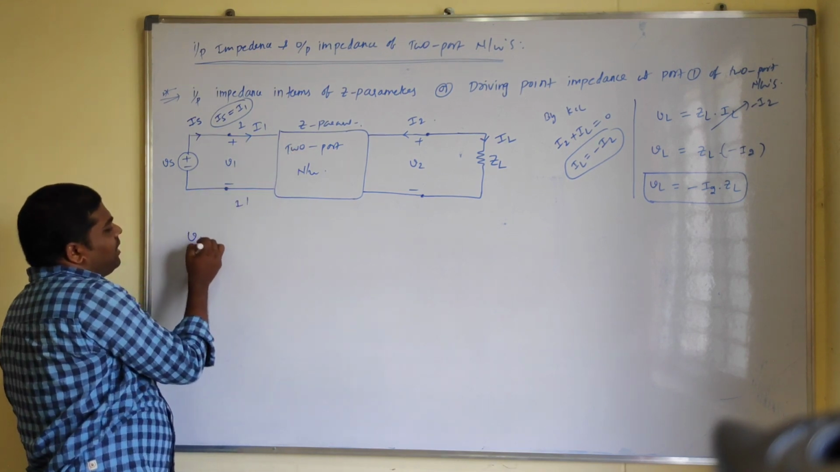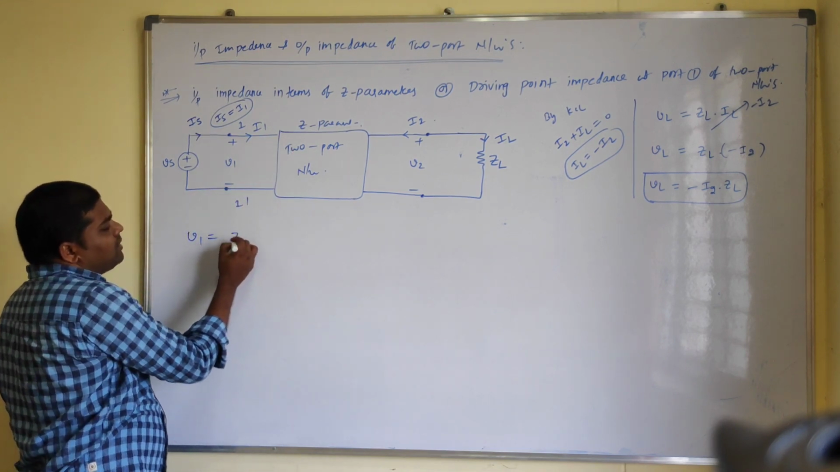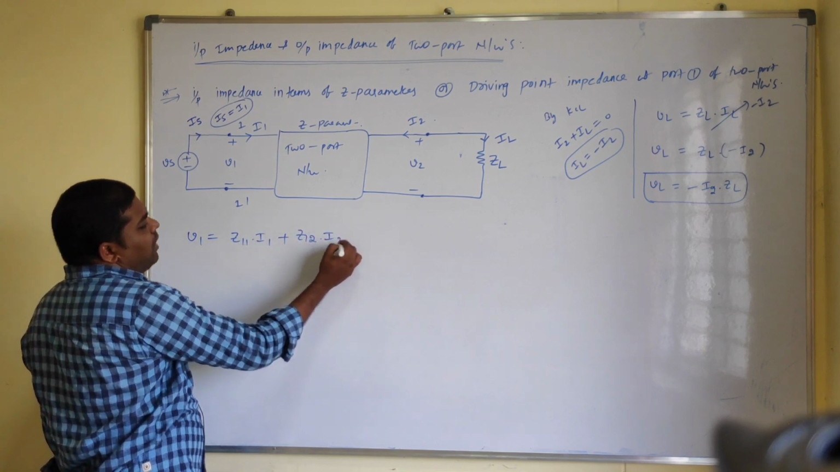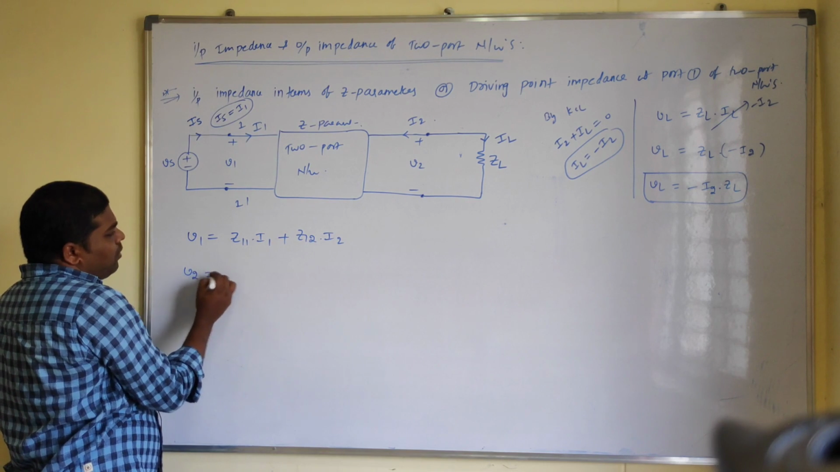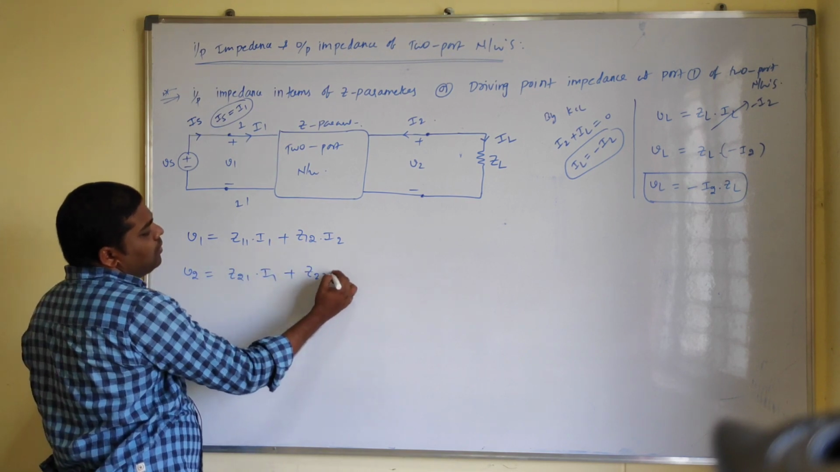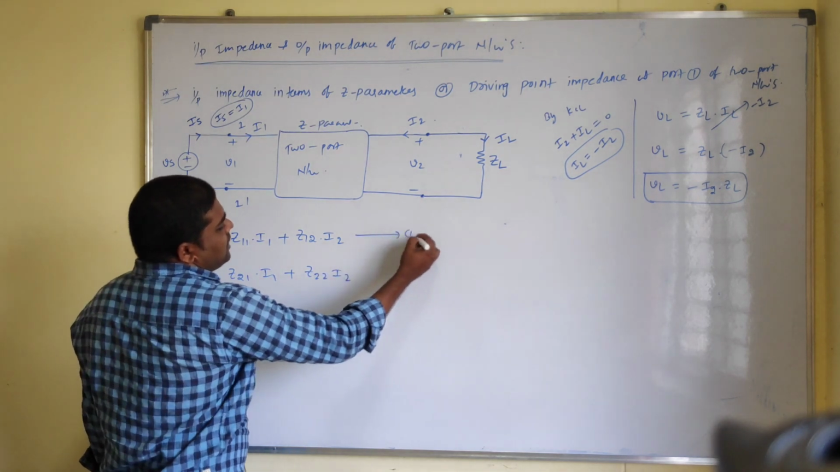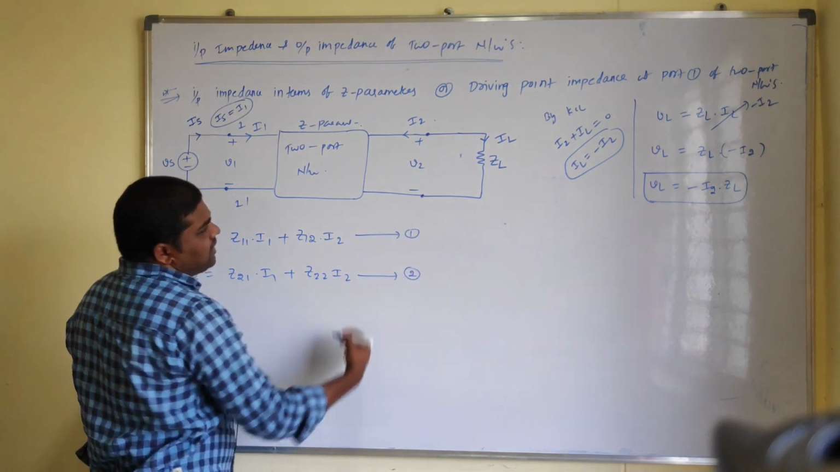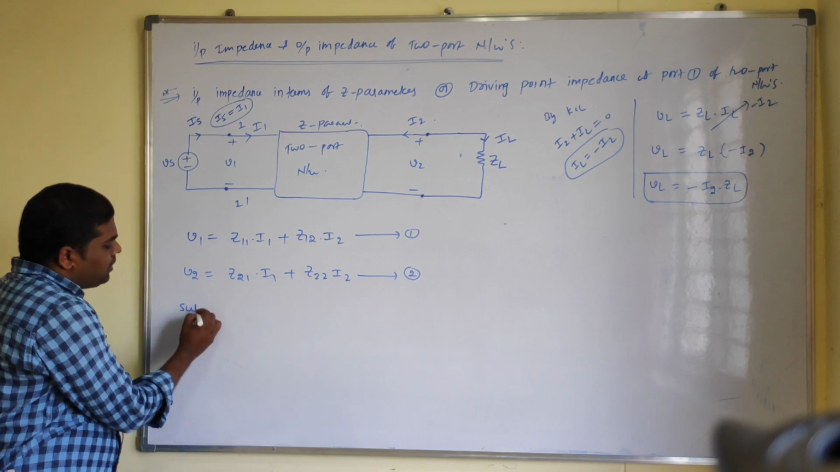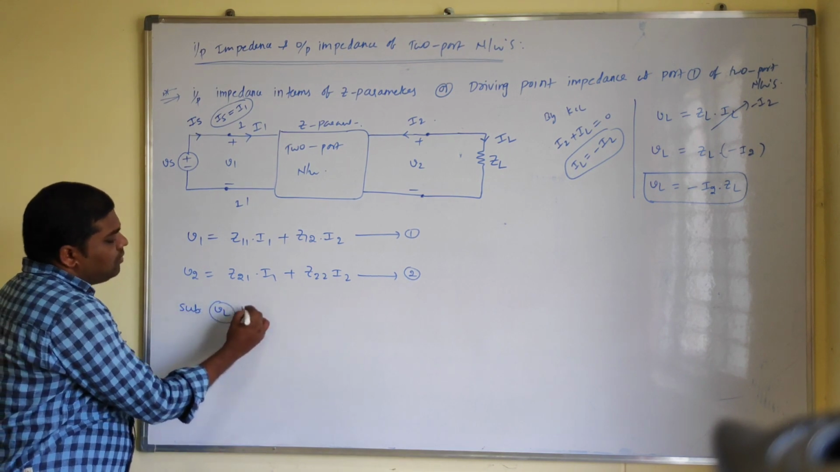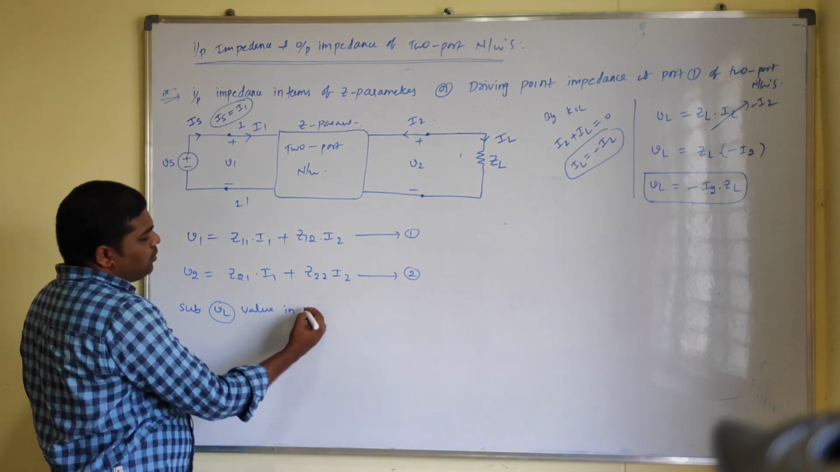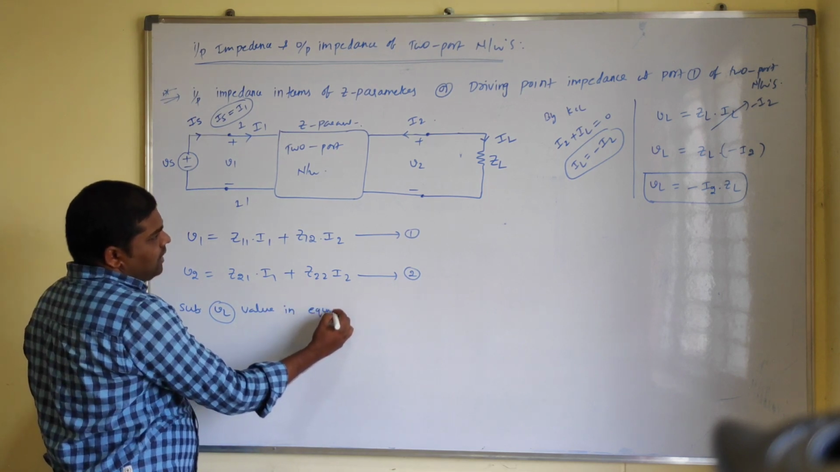So here V1 equals Z11 into I1 plus Z12 into I2, and V2 equals Z21 I1 plus Z22 I2. Assume this is equation number 1 and this one is equation number 2. First, substitute the VL value in equation number 2.